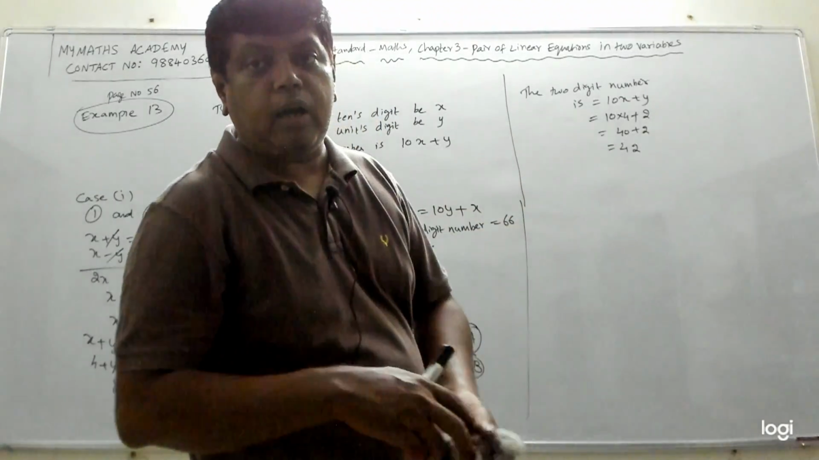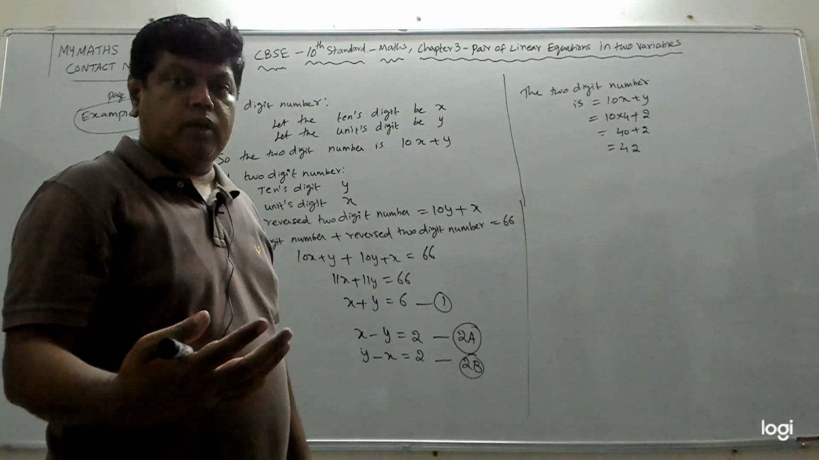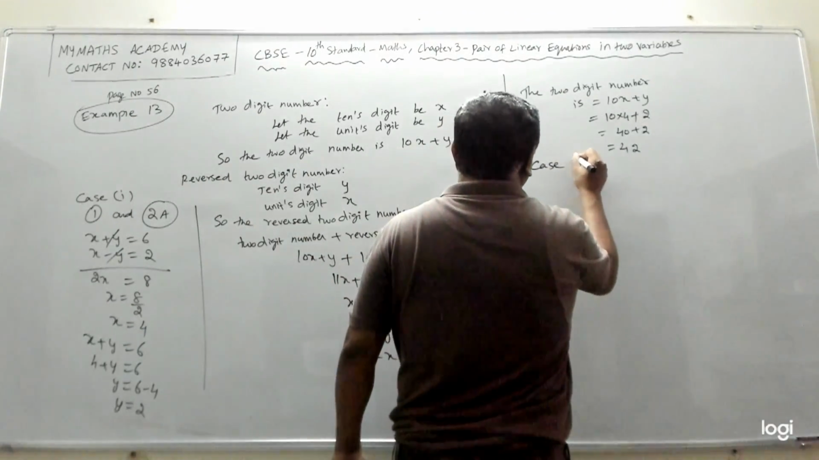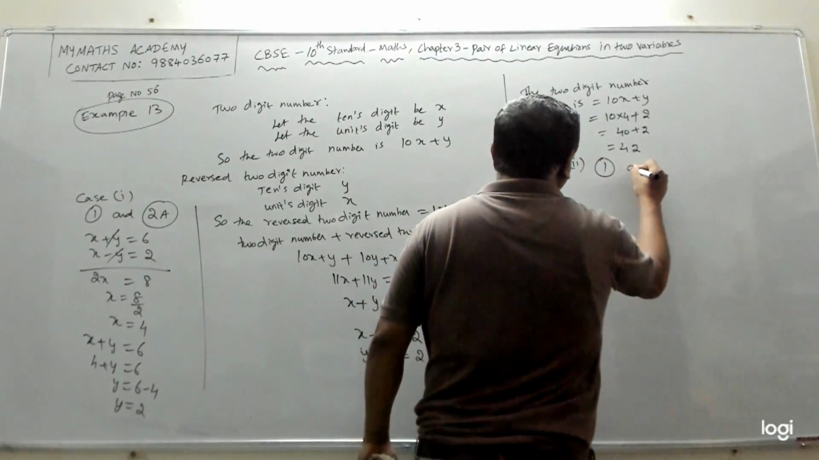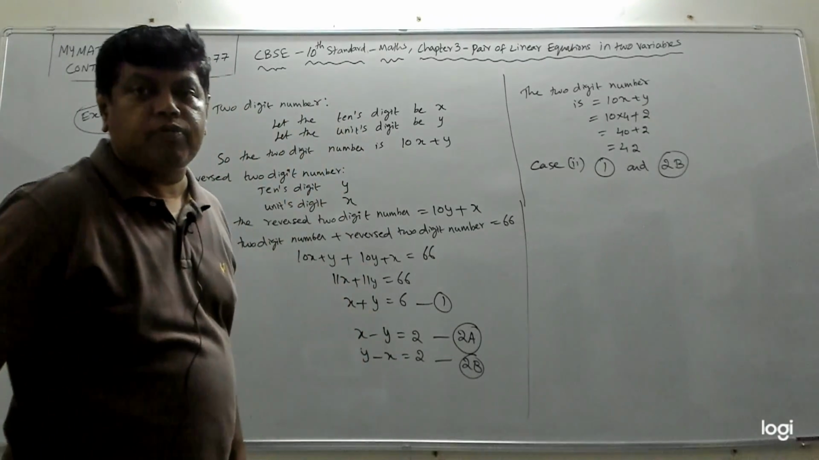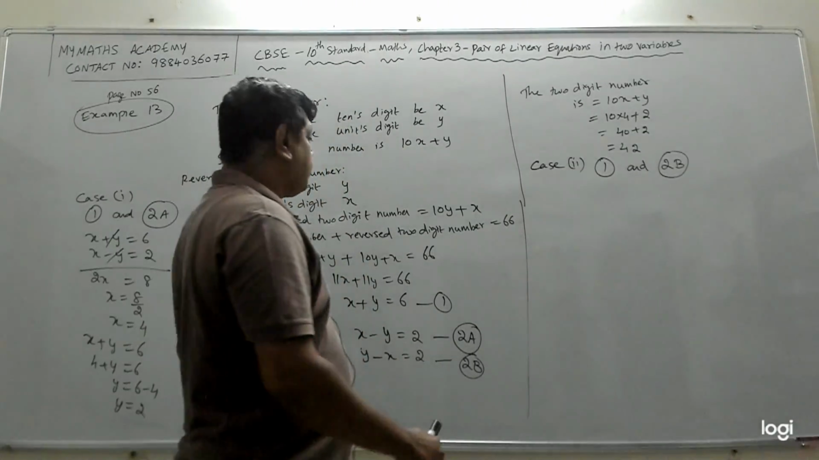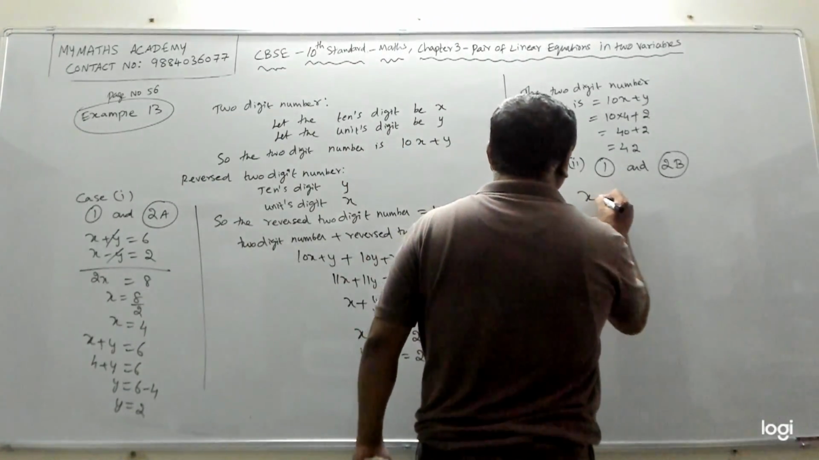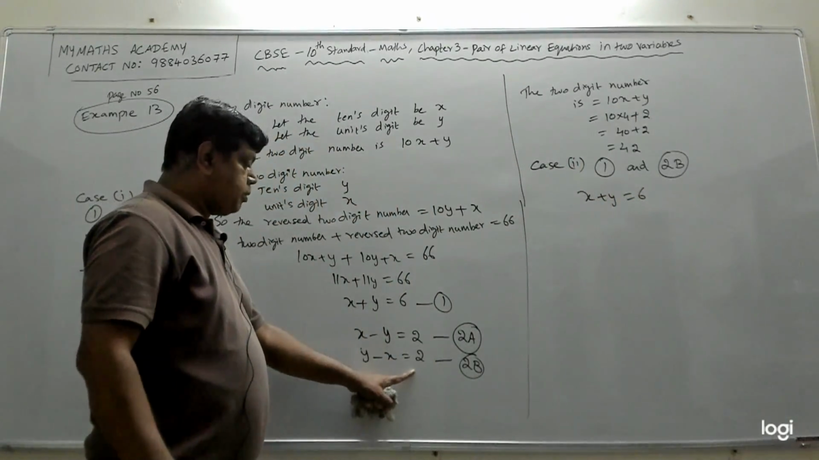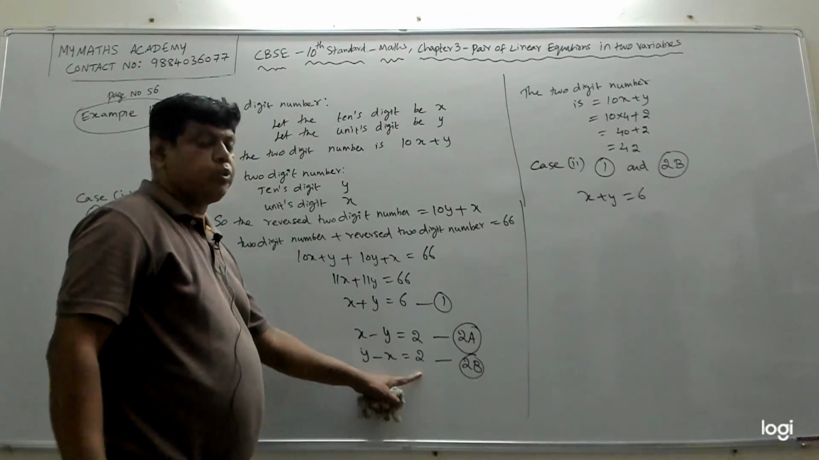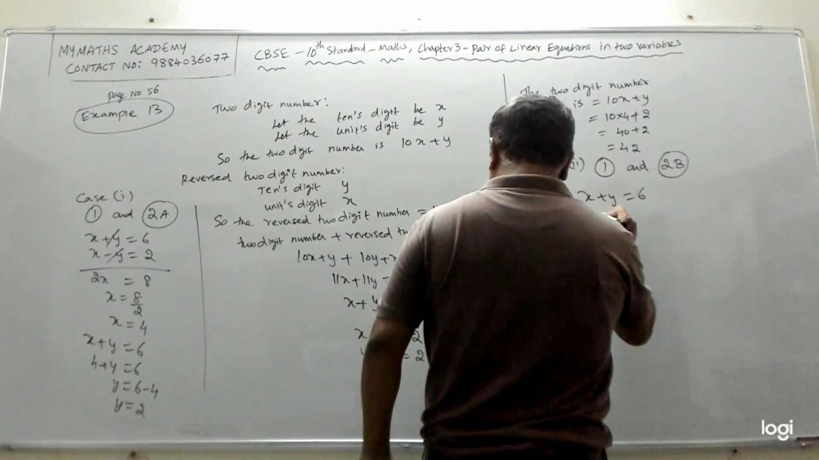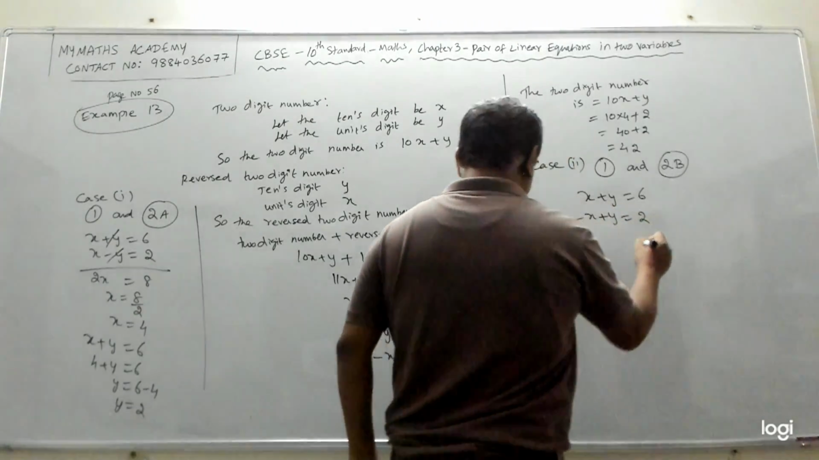Then what I will ask you to do is take case 2. We have to do both the cases. Case 2 is you have to solve the first equation and the 2b equation. What is the first equation? x plus y equal to 6. And what is 2b? y minus x equal to 2. So y minus x, you can write it as minus x plus y equal to 2.